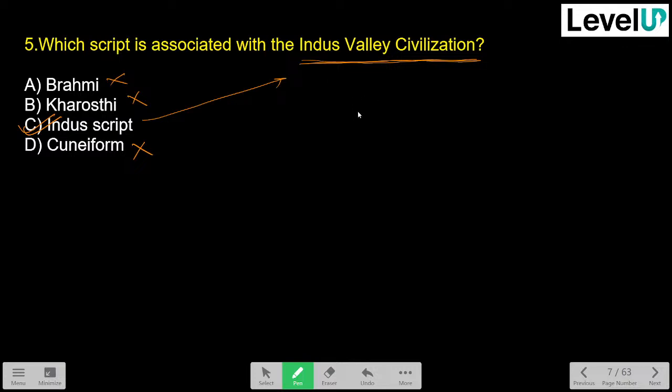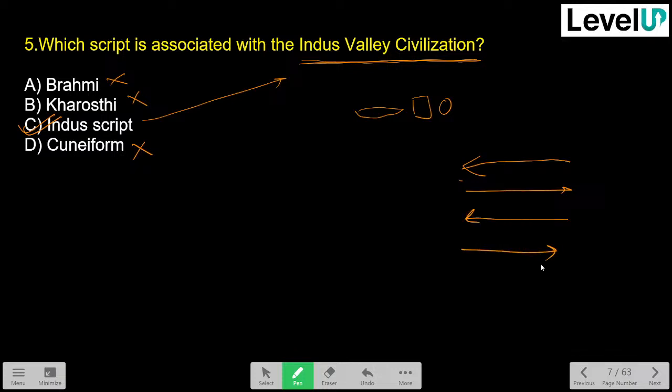There were symbols, like the fish symbol, square symbols, and circular symbols, and it was written from right to left, and then from left to right. This type of writing is known as Boustrophedon, right? So the Indus Valley civilization script is known as what? Indus script. Okay. Next question.